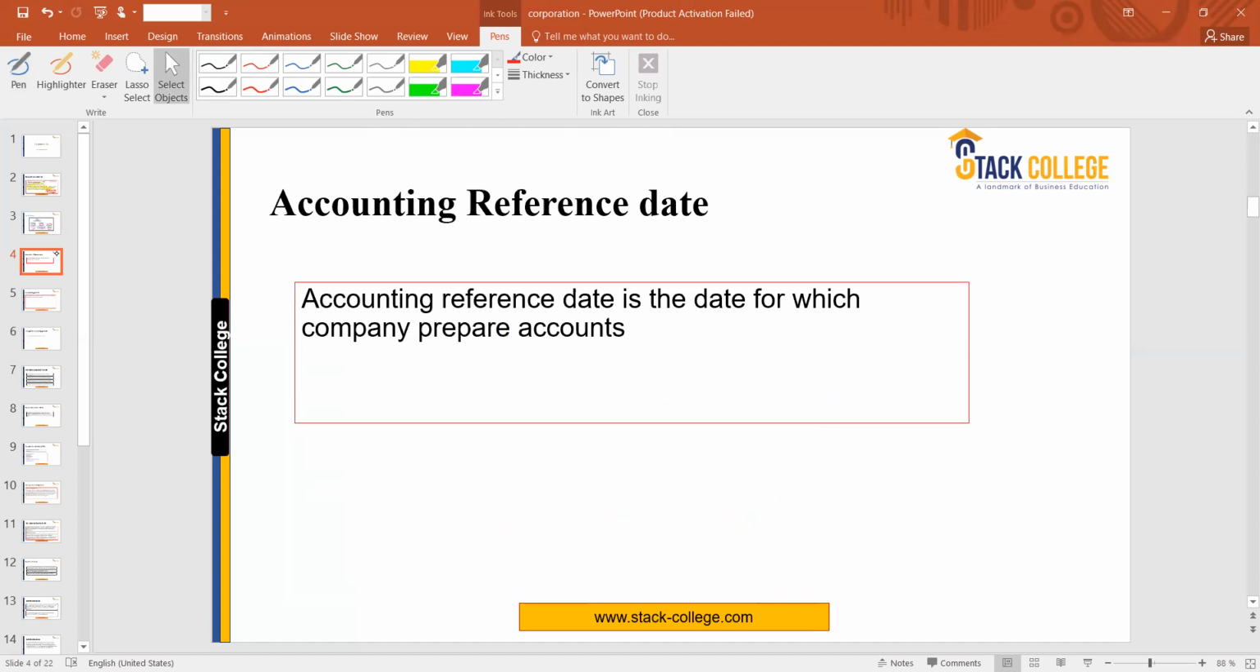Now, as far as the company's accounting year end and the company's tax year are concerned, a terminology called accounting reference date is the date for which the company prepares accounts. For example, the year end of the company is 31st December 2022. A 12-month period, suppose, started from 1st January 22 to 31st December 22. So we'll say this is the accounting reference date.